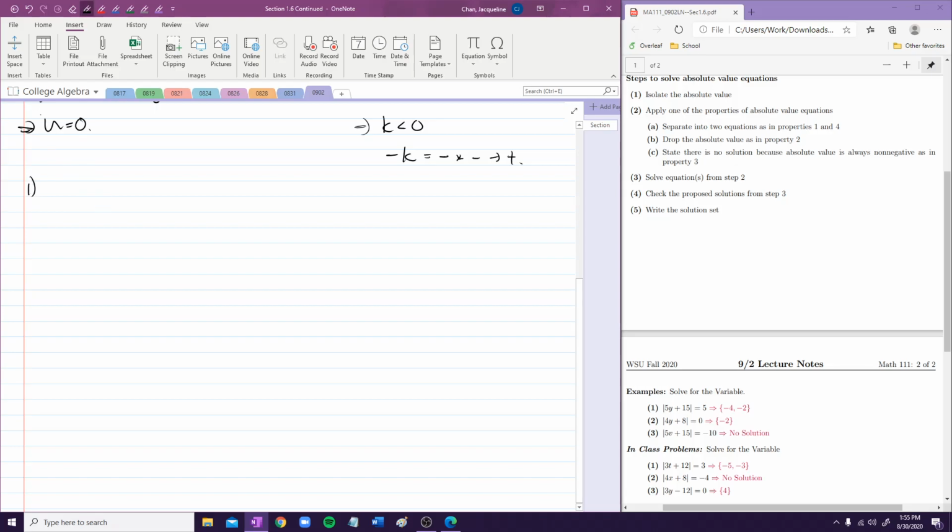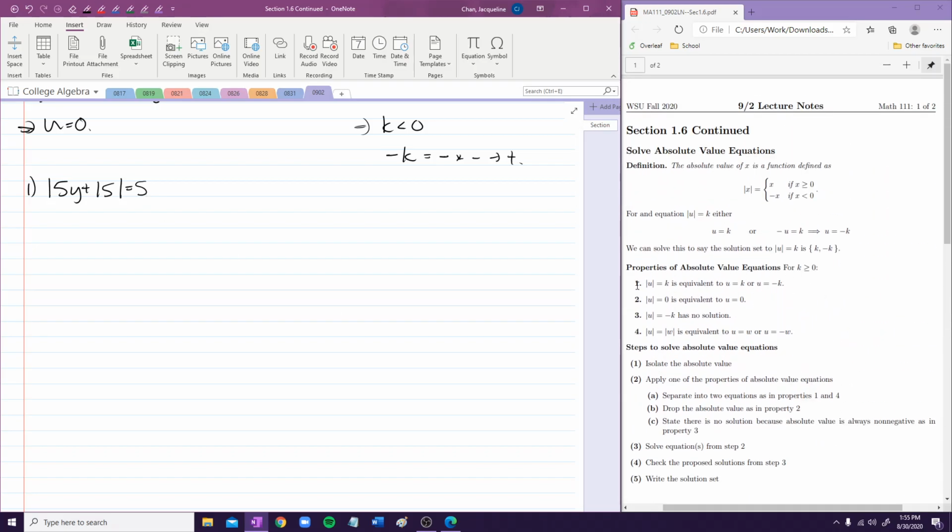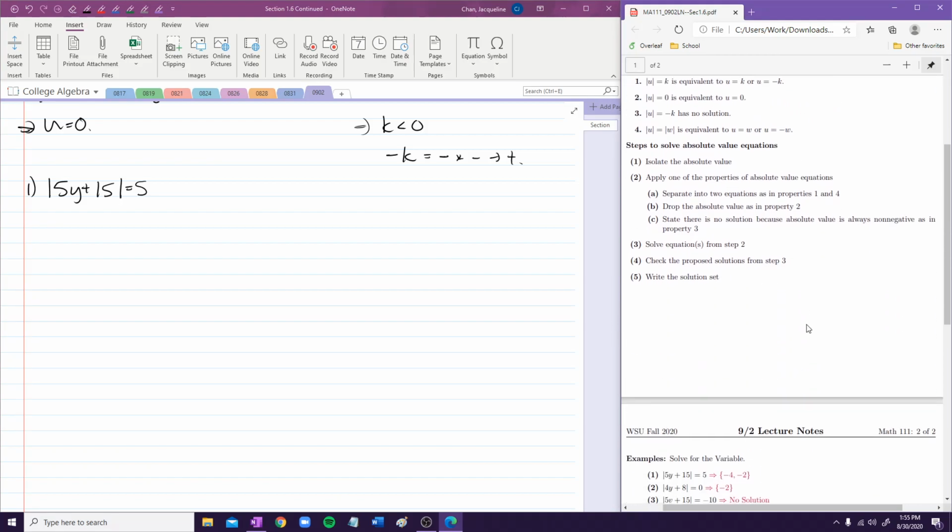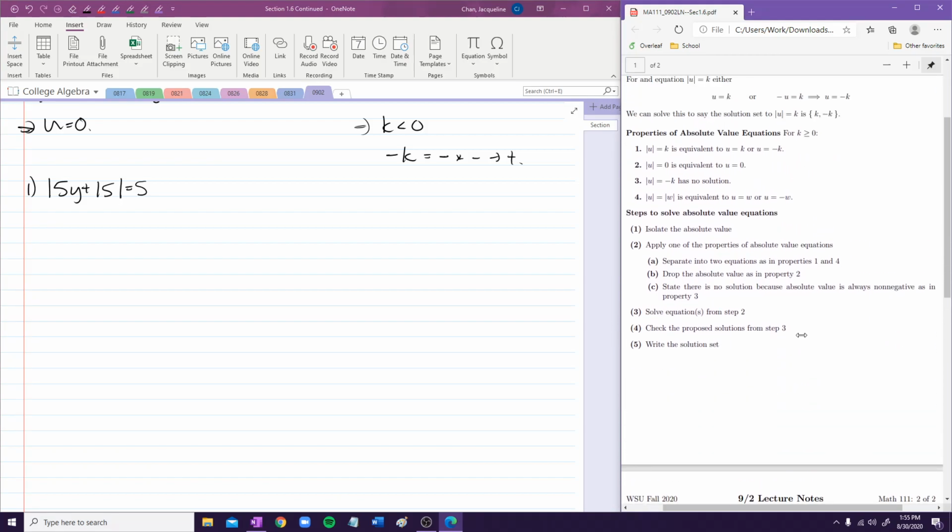Okay, so we want to solve the absolute value of 5y plus 15 is equal to 5. So one thing I want to say, you can either use this property, but if that's a little confusing or something you don't want to remember, one thing I like to do is rewrite this. So this is equivalent to saying 5y plus 15 is equal to 5, or the negative of this whole entire 5y plus 15 is equal to 5.